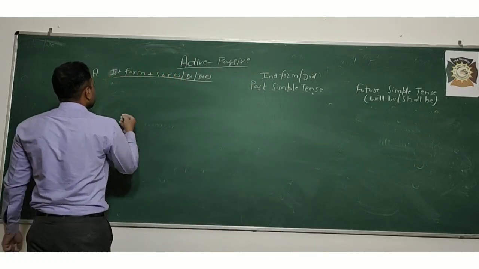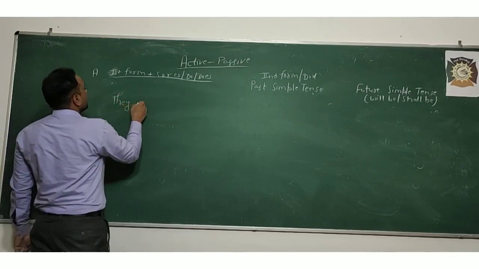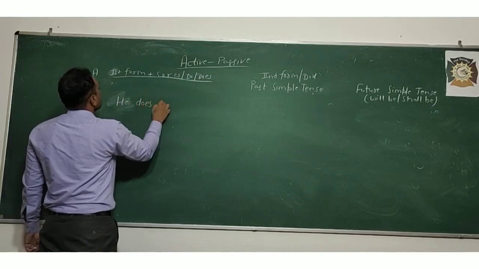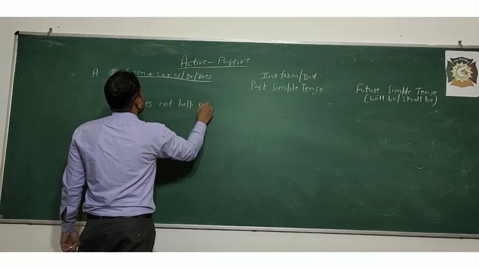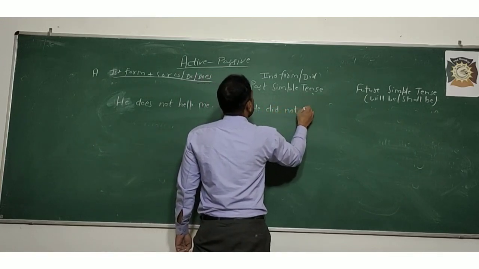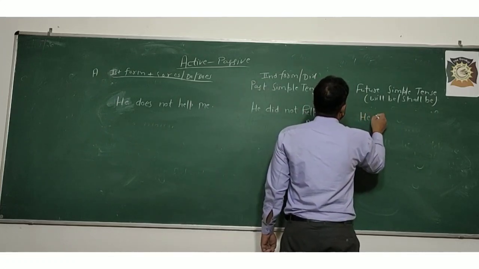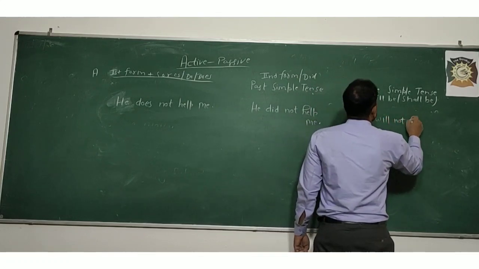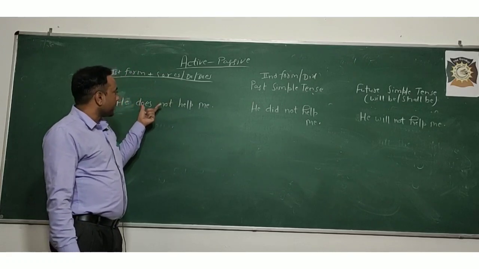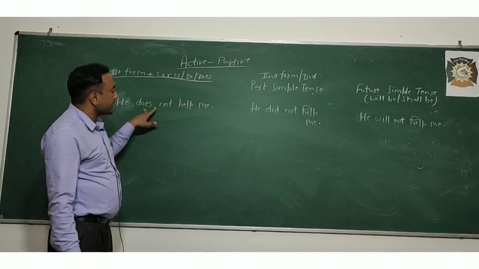Negative sentences. If I take the same sentence: he does not help me. He did not help me. And the third one is, he will not help me. Full stop. Again, the change is of the helping verb. Here does and did indicate past simple, and will not indicate future simple, and does or do always indicate present simple.